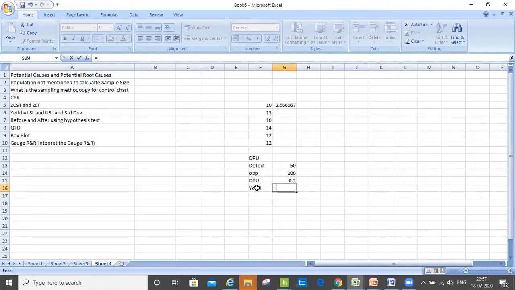Yeah, but there it asked to calculate yield, and what was given was LSL, USL, X bar, and standard deviation. Okay. Please share that question with me as well.